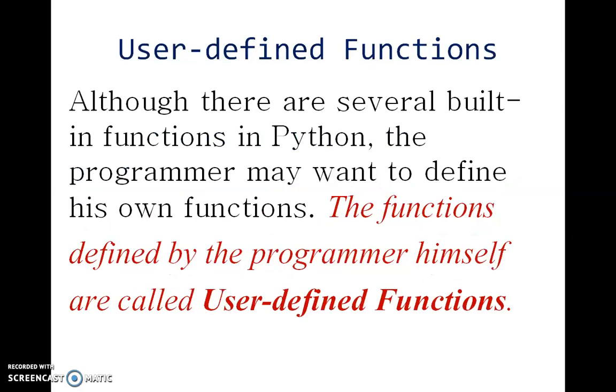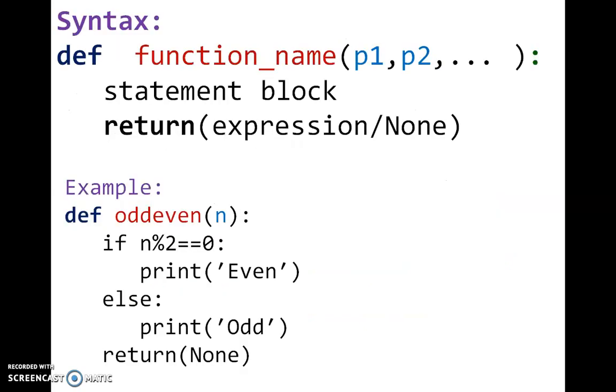Although there are several built-in functions in Python, the programmer may want to define his own functions. The functions defined by the programmer himself are called user-defined functions. Syntax: def is the keyword, space, function name, P1, P2 are the parameters within brackets, followed by colon, followed by the statement block and the return statement.